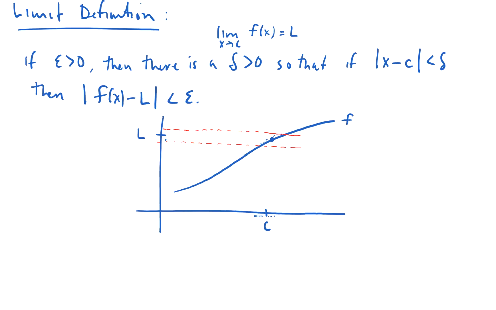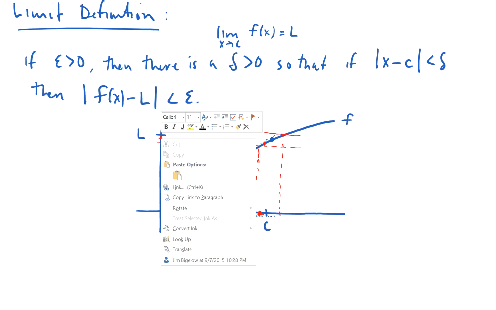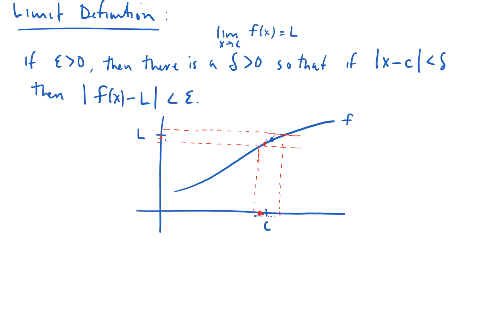It says there's some delta that exists, so that if I pick an x value somewhere inside, close enough to c, then the distance between f of x and L will be, f of x will be really close to L over here. So they're basically saying as x gets closer to c, then this is going to be arbitrarily close to L. In other words, pick a tiny number as close as you want to L.